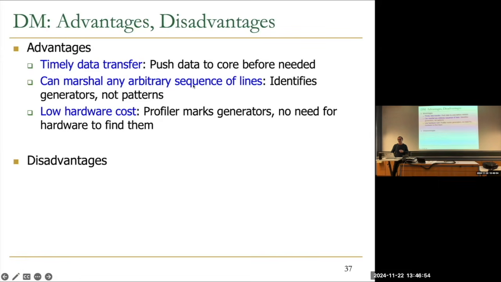Another advantage, you can marshal any arbitrary sequence of lines. We actually looked at ways of doing this with pattern identification. For example, if you know which cache blocks are going to be touched, you can record them and replay them, kind of like a memorizing prefetcher. But in this case, we're really executing the generator instruction and then sending the data. So it's more arbitrary, it's more general. And it actually has low hardware cost. Essentially, there's no need for hardware to find the generator instructions.